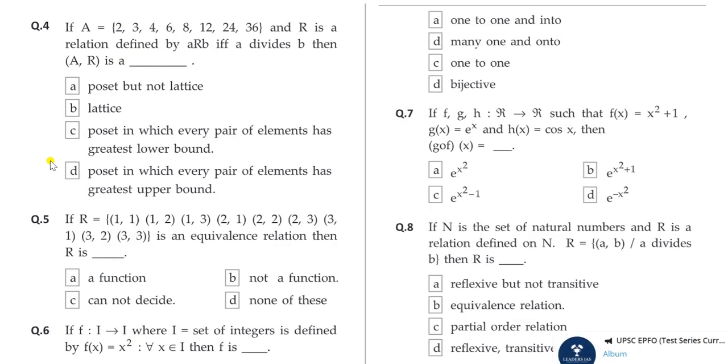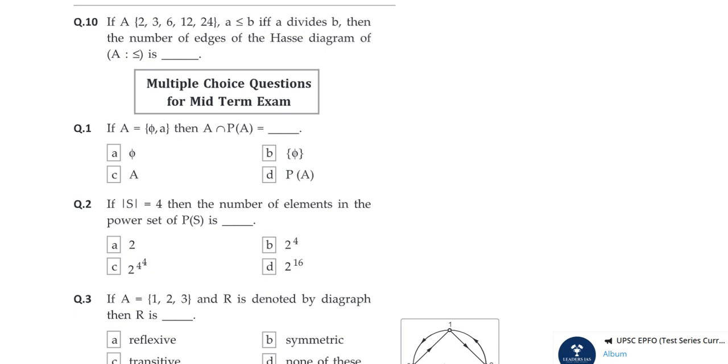And next, fill in the blanks is completed, and we come to the multiple choice questions, and these are also very important from the mid examination point of view. So here the first question is: if A equals {pi, A}, then the power set of A, what is the value? A equals {pi, A}, not 0.